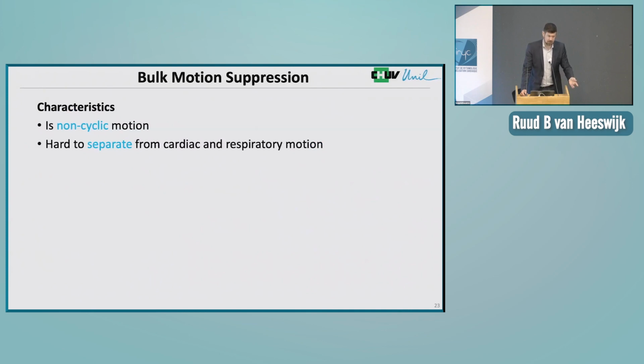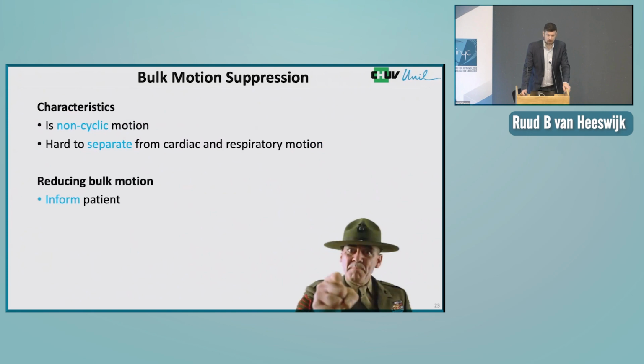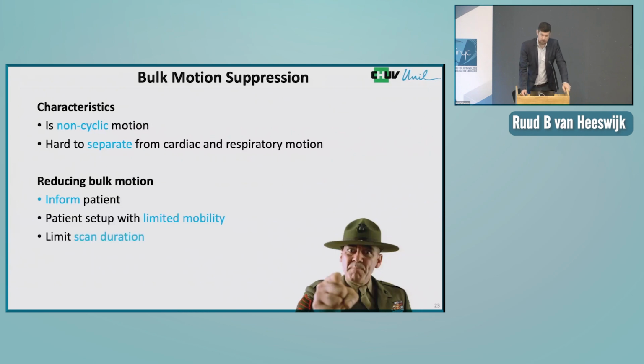But it's good to remember that it exists also for our more cyclic motion-oriented motion correction. So basically, what we do in cardiac MR is to inform the patient, just don't move. And indeed, we limit the mobility, so we strap them in quite tightly and so on. And of course, we just limit the scan duration, so there's less time to move, and we maximize the patient comfort. So that's it about what I wanted to tell about the basics of motion correction.